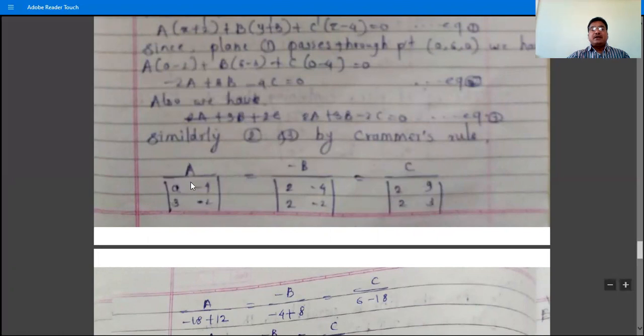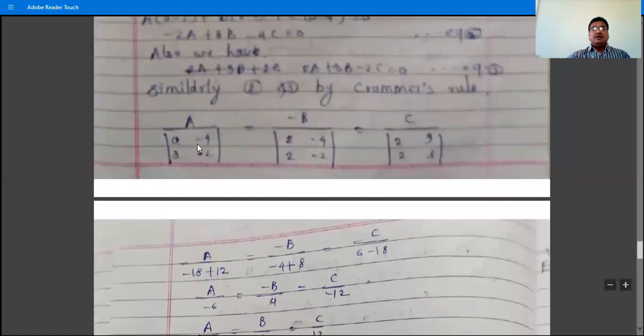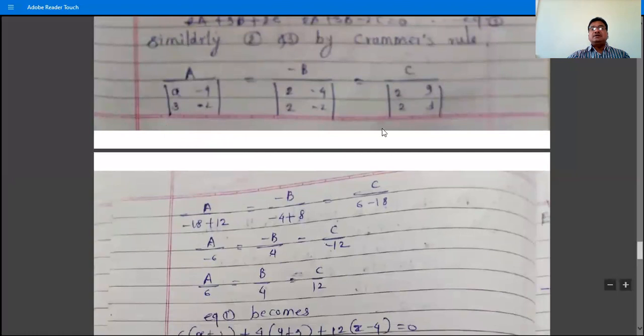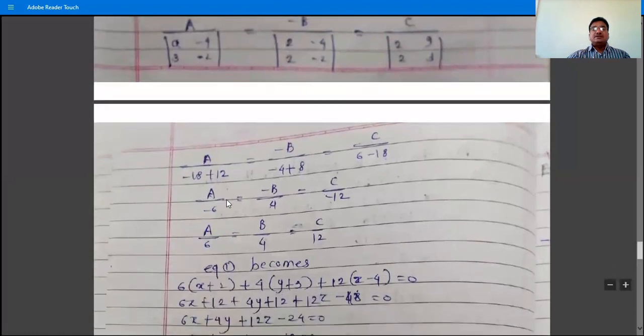Okay. So 9 minus 4. So 9 into minus 2 is minus 18 and minus becomes plus 12. So minus B divided by, so this is correct, this equation. This is wrong only. That right here, 2a, this is correct, this equation 2a plus 9b minus 4c equal to 0. Then next these determinants are correct. So these answers are correct.